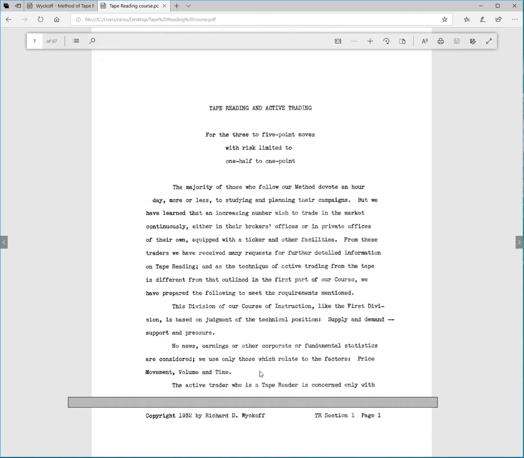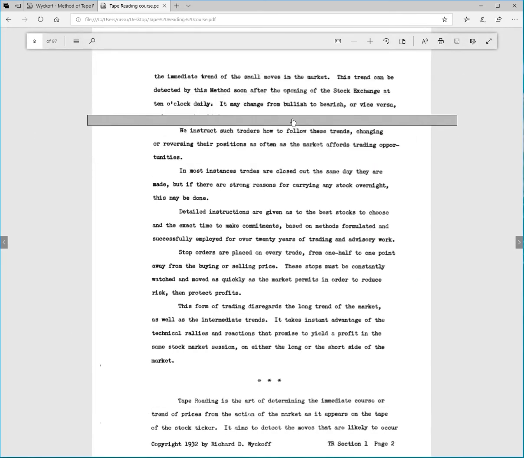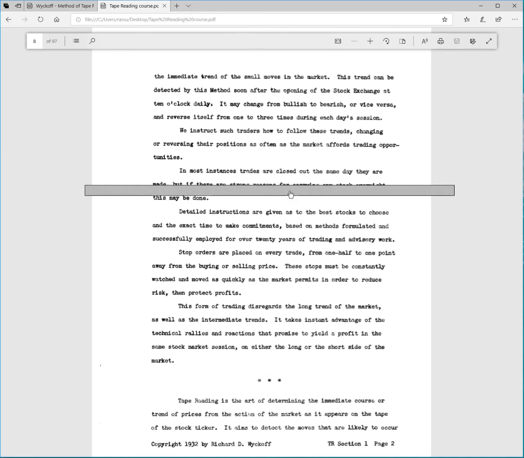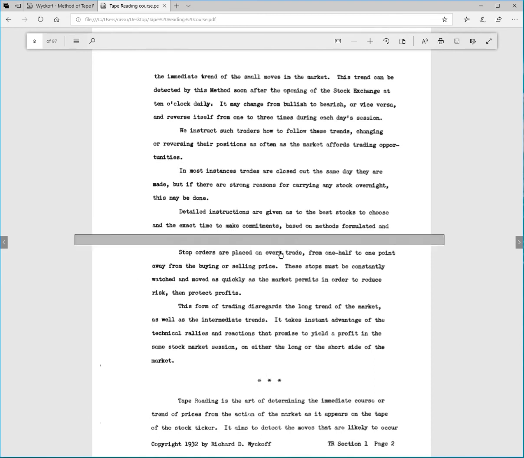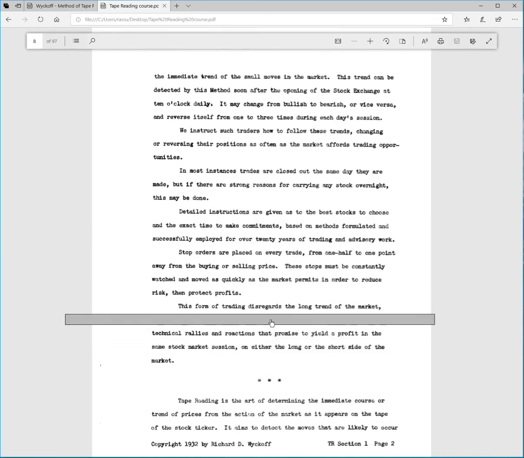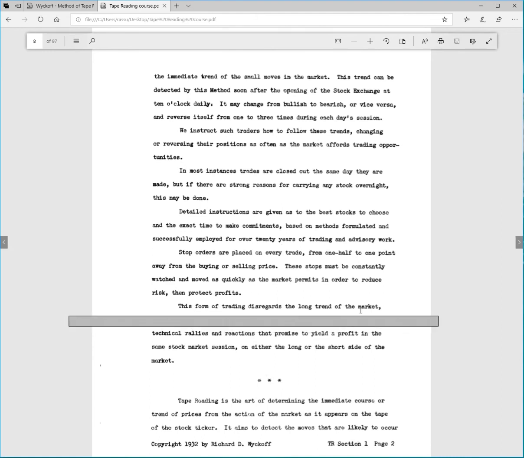The active trader is the one who trades a lot every day, and in most cases the trades are closed out the same day. Trade today, close today. Now here, this form of trading disregards the long-term trend of the market. Note what he's doing here.